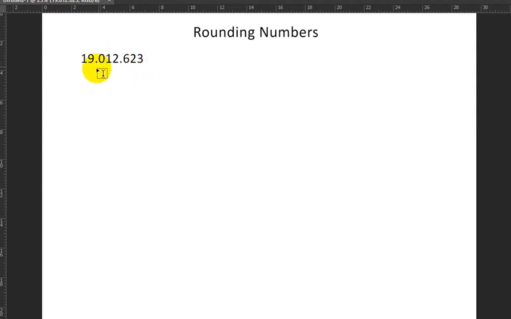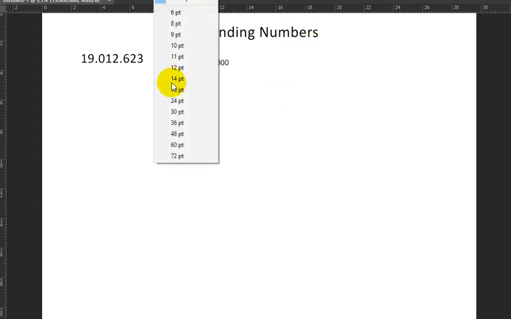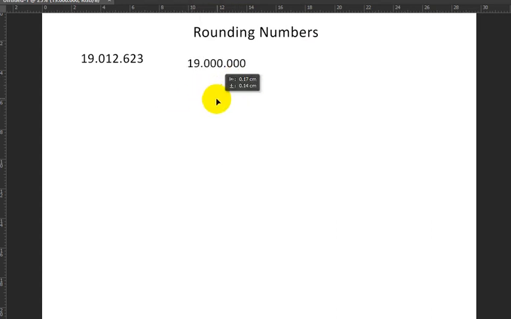Rounding a number is telling you about how much this number is without giving you that exact number. So, for example, let's say that I tell you that in a city there are 19,012,623 people. And then you could say to me, so there are about 19 million people. And you would be correct. Yeah, there are about 19 million people. What you just did there would be rounding this number into this number, right?